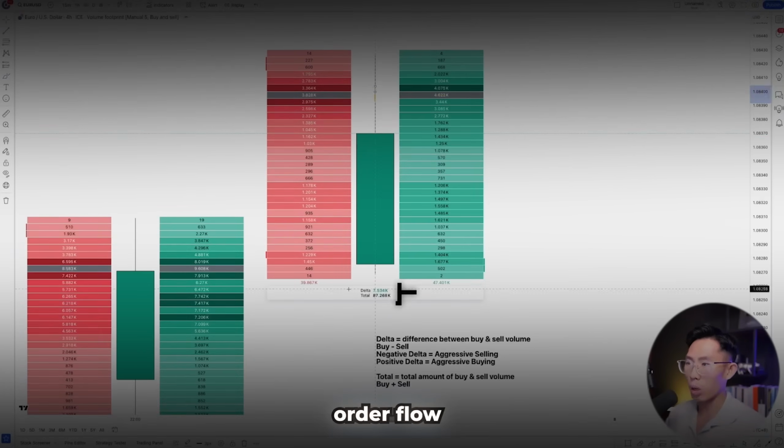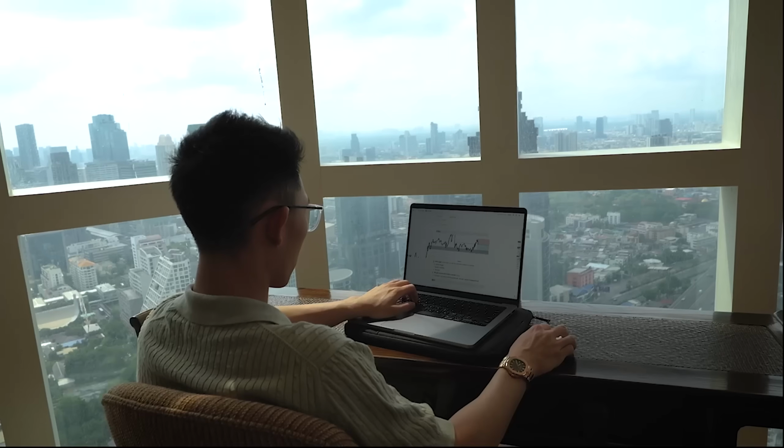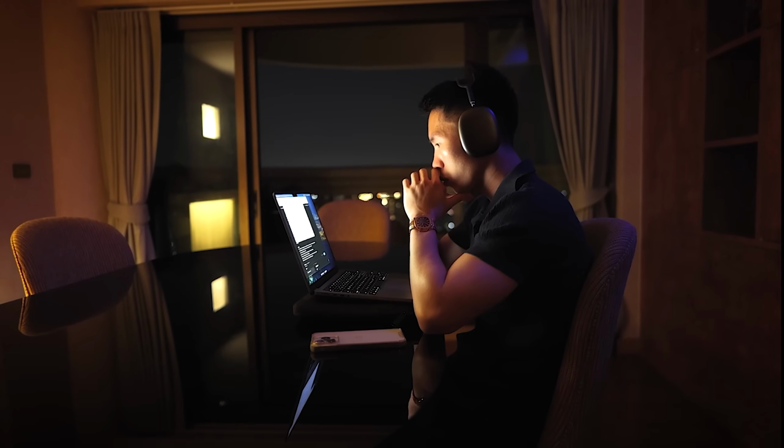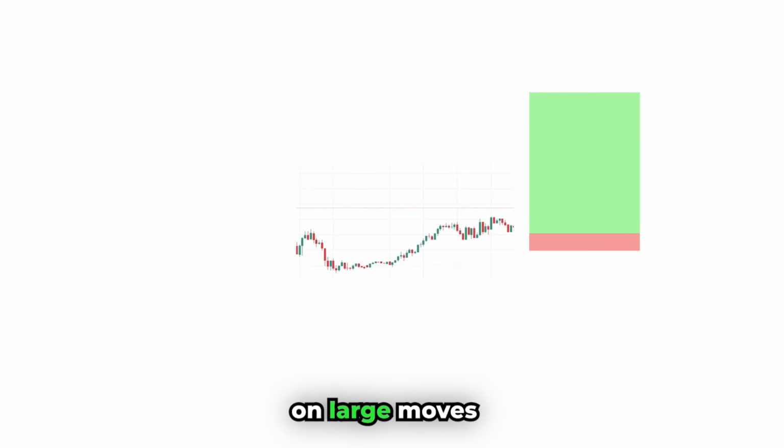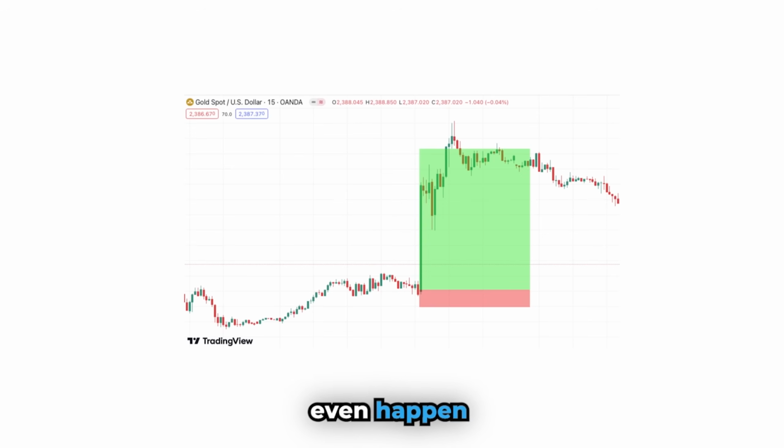If you can master order flow, you will be able to understand how the market truly operates and how price works, which is really the most important thing a trader must understand. And then you will be able to learn how to capitalize on large moves before they even happen, so that you can make consistent profits. So, welcome to Order Flow, ladies and gents.